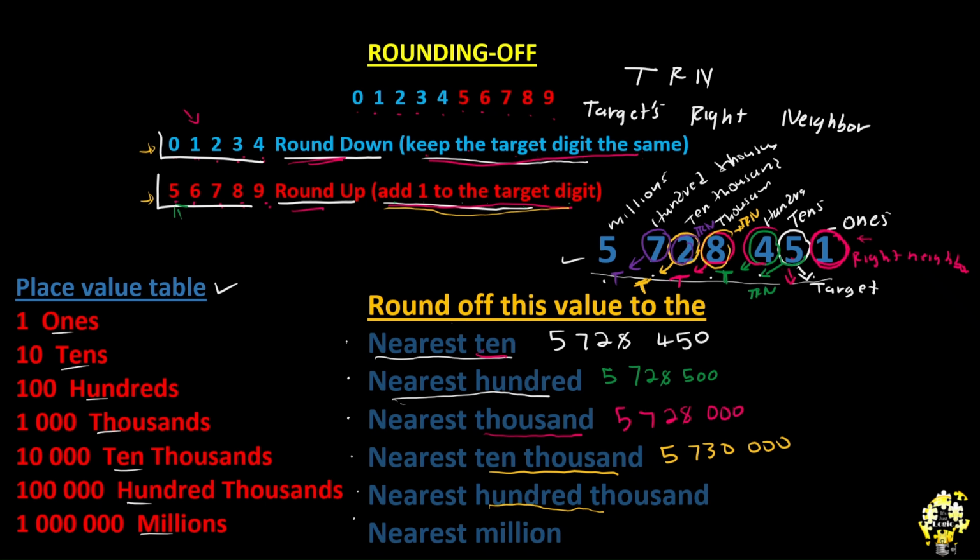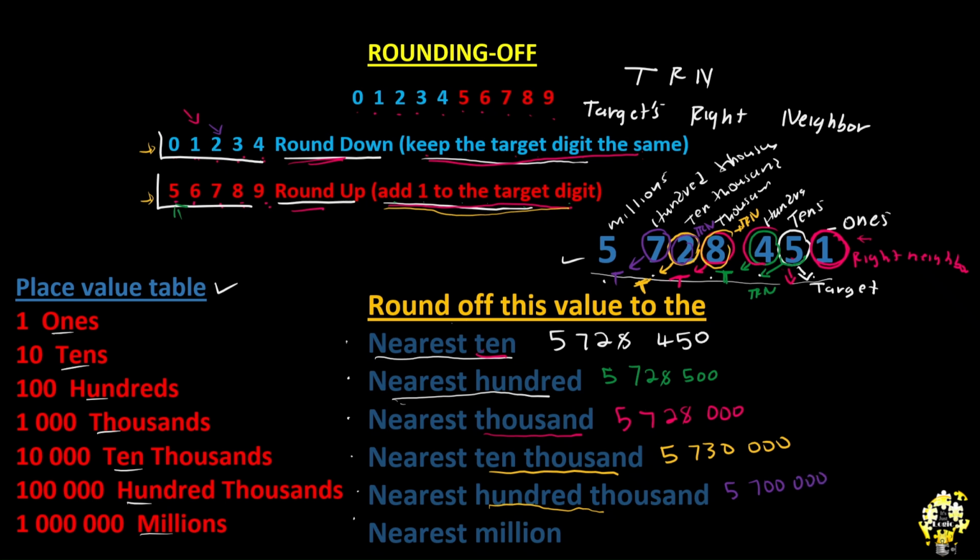Where does the target's right neighbor fall? Does it fall round down or round up? Yes, it falls round down because it's a 2. So what does it say? Keep the target digit the same. We are supposed to keep that 7 the same, meaning we are going to have 5,700,000.